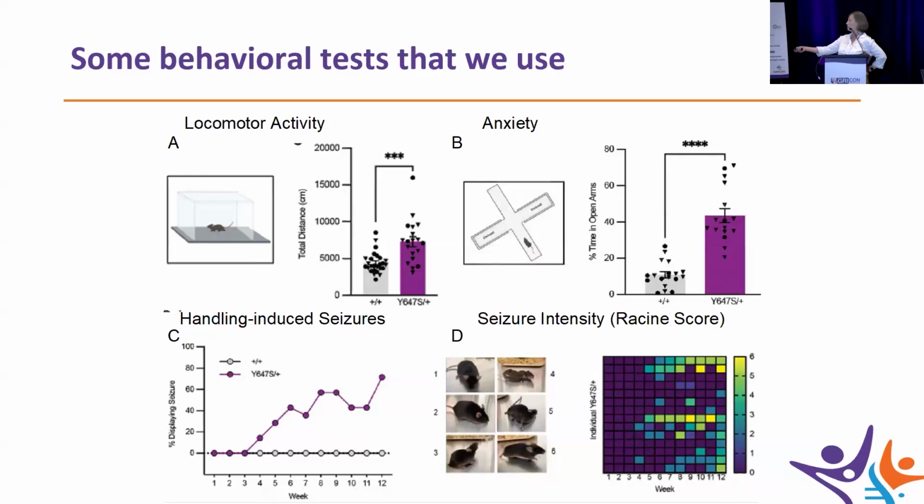We can do things like measuring their seizures. So we would just pick them up and hold them, set them down and see if they have a seizure. And they develop seizures. If you do this once a week, around week 7, you start really seeing everyone having seizures, and you can score them based on how severe their seizure is, and you can see that over time, these animals start developing seizures.